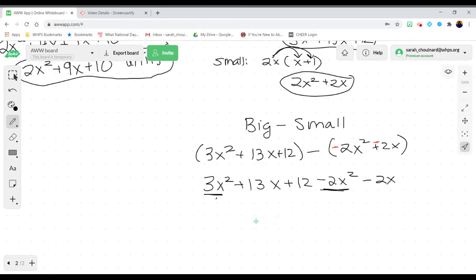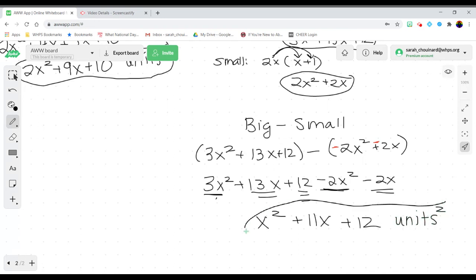And then we're just going to combine our like terms. 3x squared and negative 2x squared is positive x squared. 13x and negative 2x is 11x. 12 gives me a constant of 12. And then we're going to again say, because it's area, units squared. So that's how big the red area is.